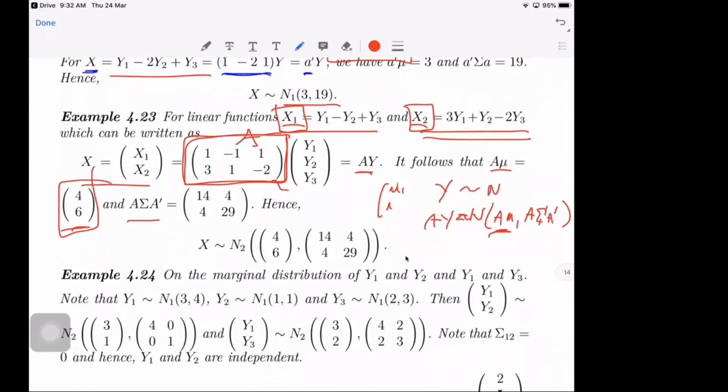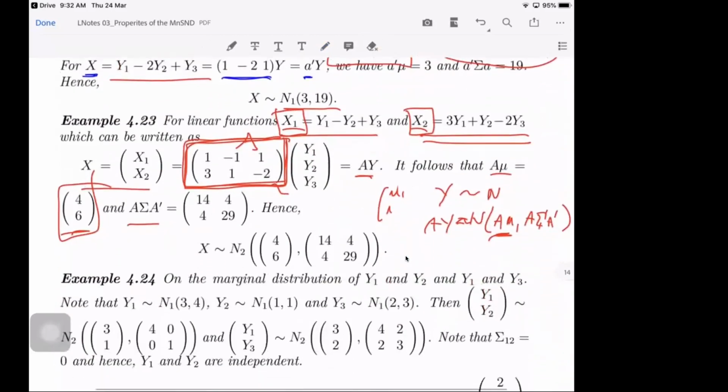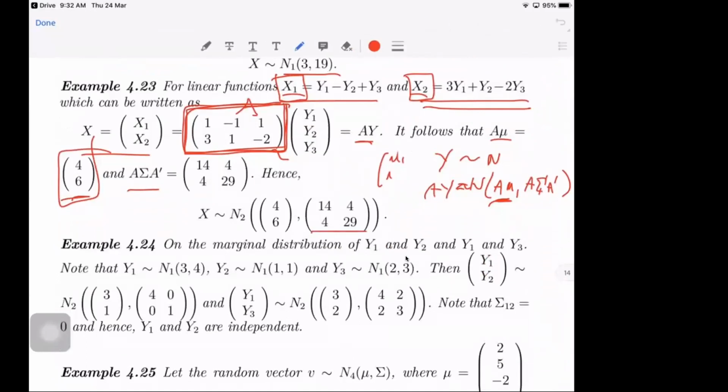And A sigma A prime, the multiplication of A and A prime with the given covariance matrix here, will give you these entries, no? Which is 4. So here we see that since this is not equal to 0, then x1 and x2 are not independent.